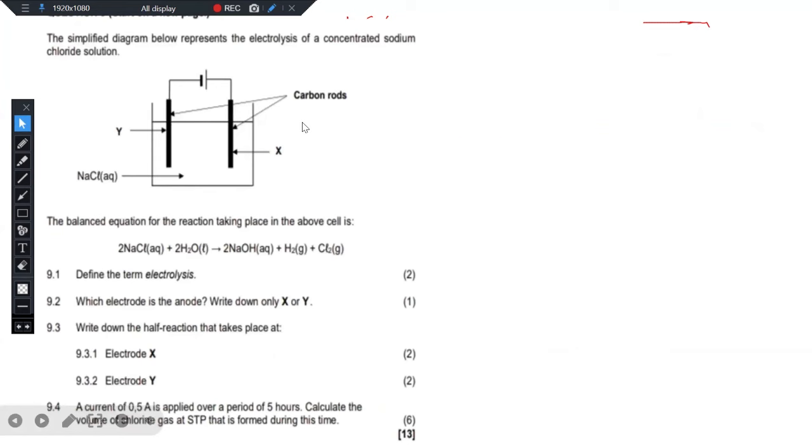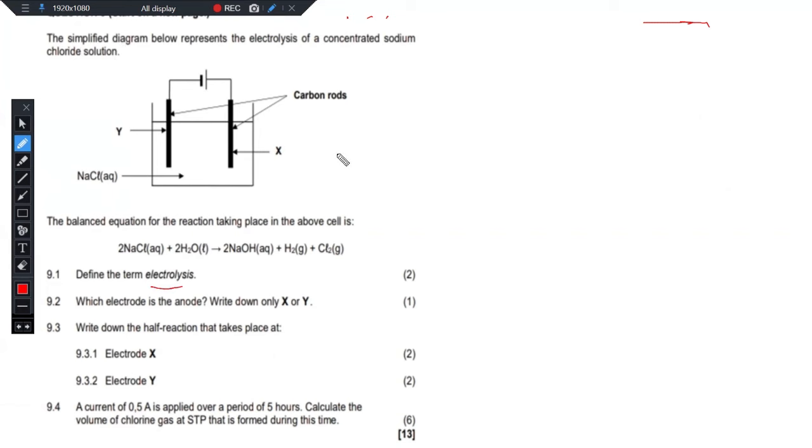Now, electrolytic cell, the simplified diagram below represents the electrolysis of a concentrated sodium chloride solution. The balanced equation for the reaction taking place in the above cell is this one here. So 9.1 says define the term electrolysis.